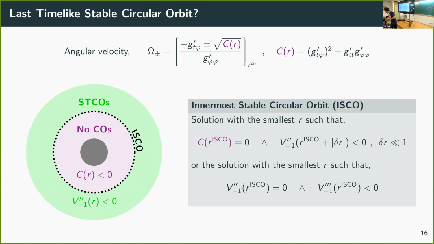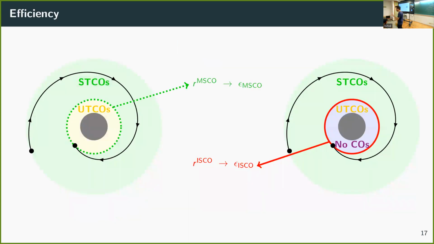So what this means in the end is that we have two types of orbits that we want to study, which is the M-scope and the I-scope. For all the solutions, we search for both of them. And for the M-scope and the I-scope, we compute the efficiency there and then compare the results, for example, with Kerr. That's the main idea of this second part.